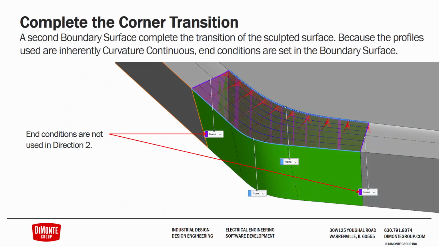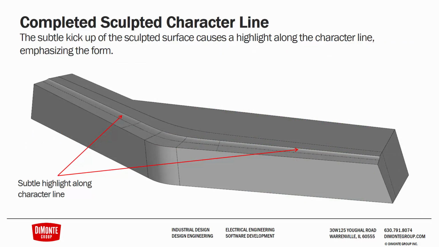And finally, we're creating a boundary surface that completes the corner transition. We have 2 profiles in direction 1 and 2 profiles in direction 2. We're not using any end conditions because the transitions are inherently curvature continuous based on the profiles in direction 1. And the completed sculpted character line. That little subtle kick up in the style spline really helps provide that visual interest and that soft, subtle highlight that emphasizes that character line.